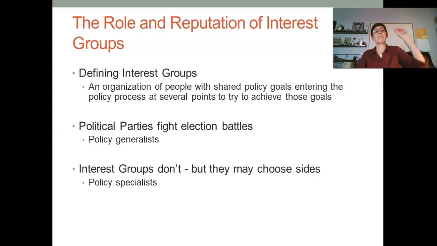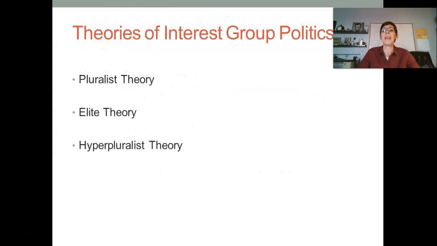Okay, they are policy specialists. Interest groups are policy specialists. This is important to note. Now, we need to talk about these three theories of interest group politics. These are theories of how interest groups operate, how they enter our world, and how they interface with it. All right, so there's three: pluralist, elite, and hyperpluralist. Now, we're going to have a little class discussion on which theory you think has the most applicability to our current situation. So I want you to pay close attention to this.